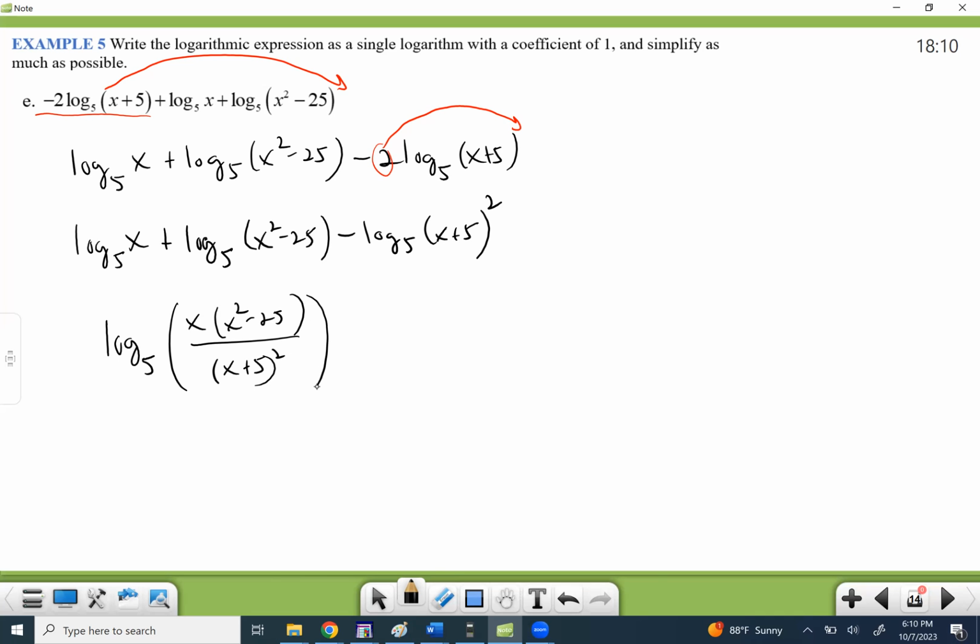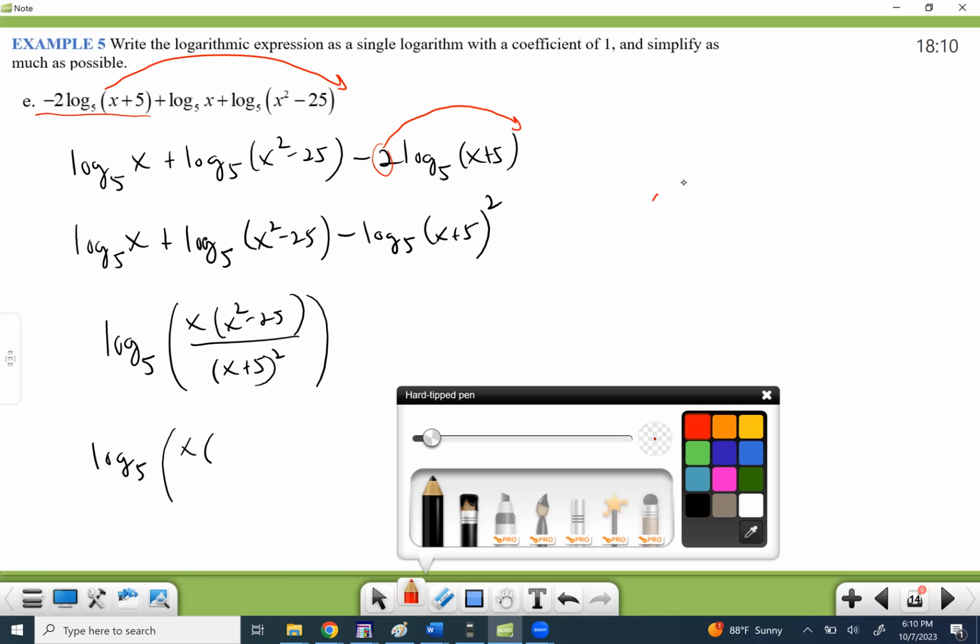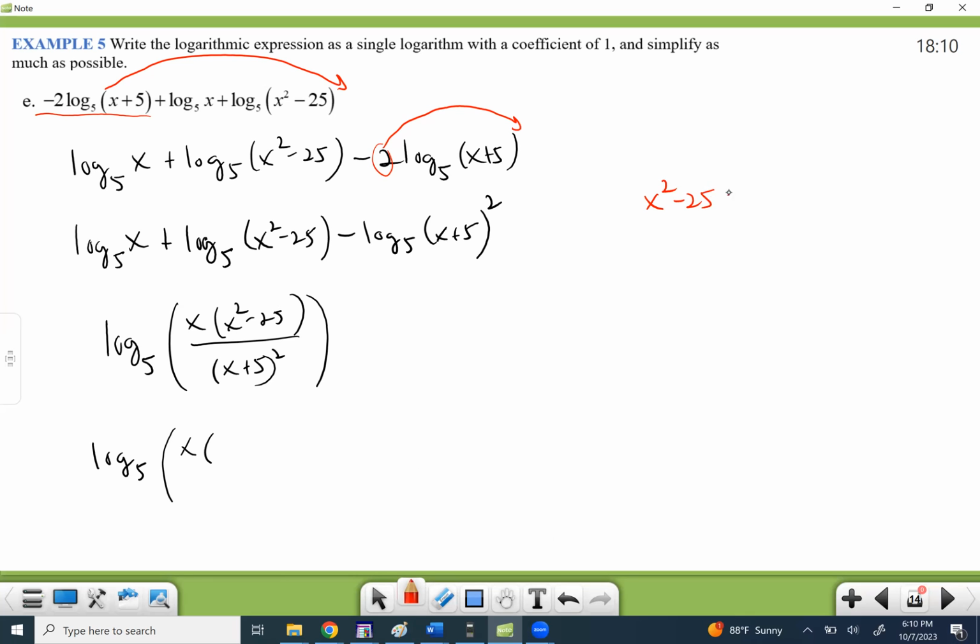Now it says to simplify as much as possible, and maybe you're spotting something, maybe you're not. But if your factoring is pretty good, then you're looking at that x squared minus 25 and you're thinking, I recognize that. That's a difference of squares. That's going to be x plus 5, x minus 5. So we're going to go ahead and write it as x plus 5, x minus 5. And then I might write this way, so it might be the easiest way to explain it.